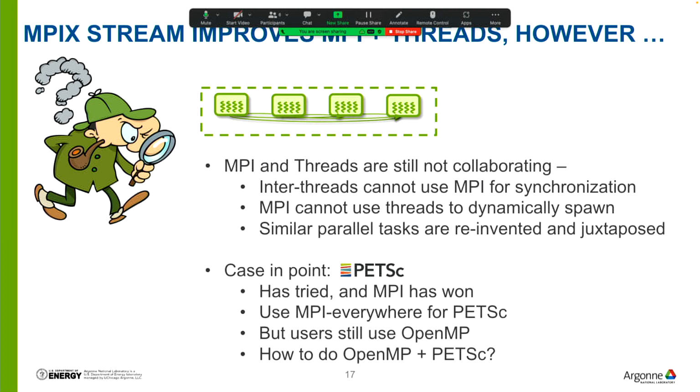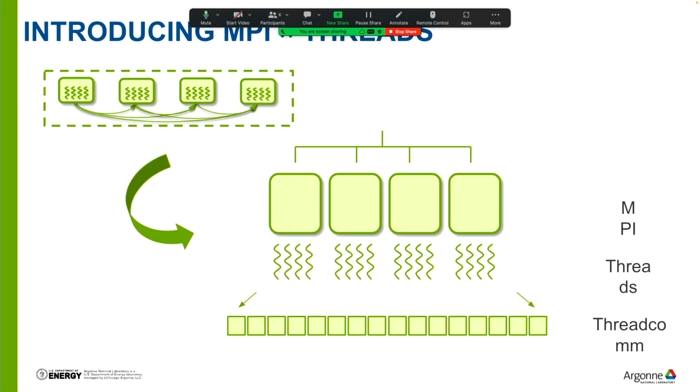But users still want OpenMP, and due to the recent architecture evolution, it's more important to acknowledge this. Then the question comes, users will ask PETSc folks: how do we do OpenMP plus PETSc? So let's introduce a new paradigm. Instead of MPI plus threads, we call it MPI multiply threads.